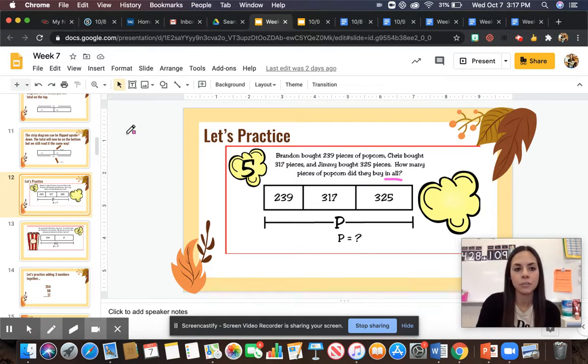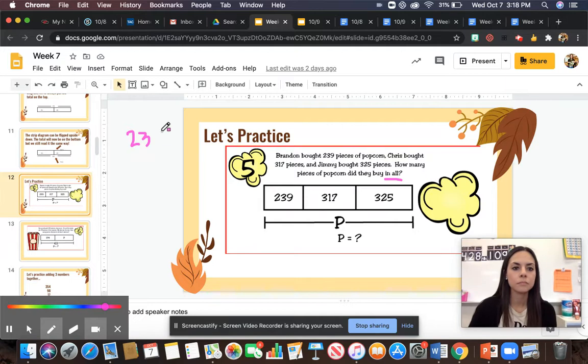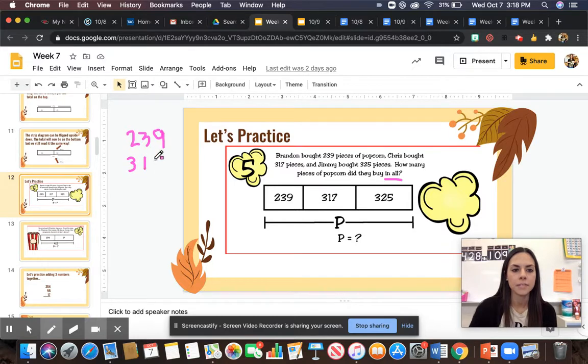Okay, so in your journal, I want you guys to write 239. Remember to line it up by place value. 239, 317, 325. Okay, we got to practice adding three digits, or three numbers together, excuse me.